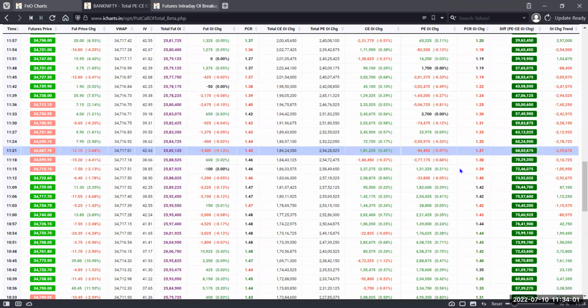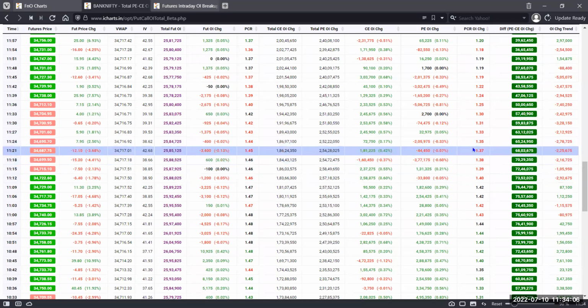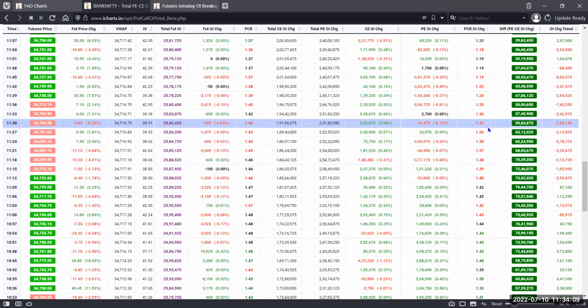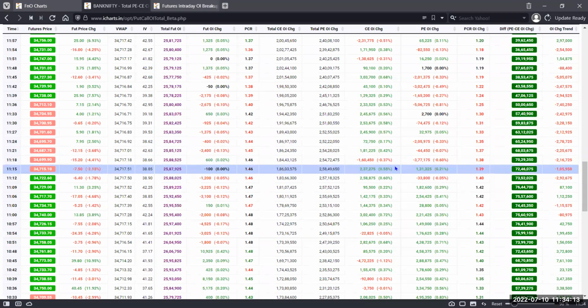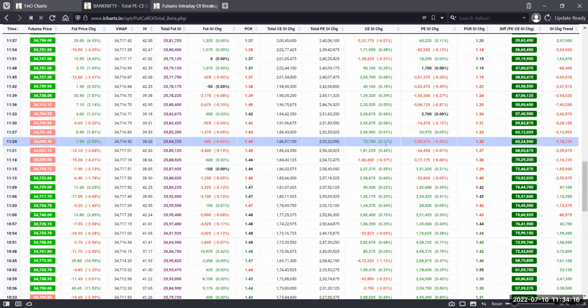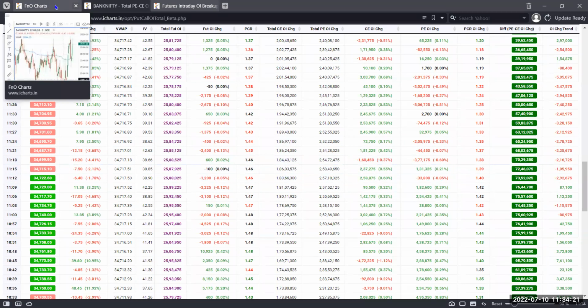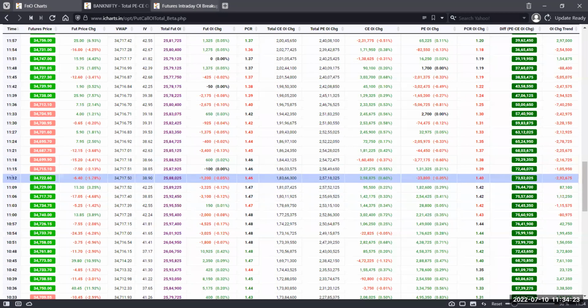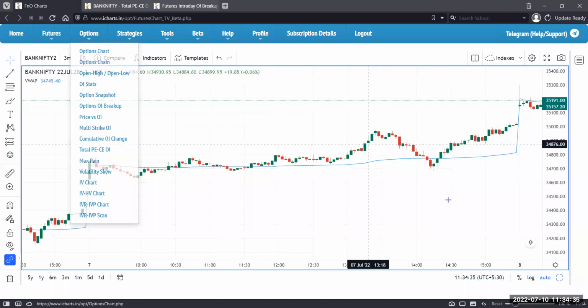All these color codings are just to give you a quick idea of what is happening. So PCR of OI change going down is again just indicating that the unwinding on the put side is happening. And of course, there's a buildup on the call side also. So slightly bearish here. So let us see. This was around 11:15, 11:20. So again, as I said, this is not a signal. It's just indicating that there is a slight weakening.